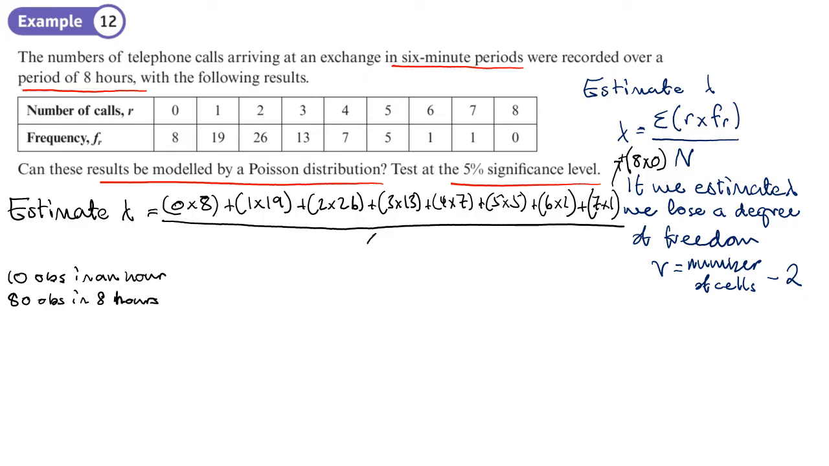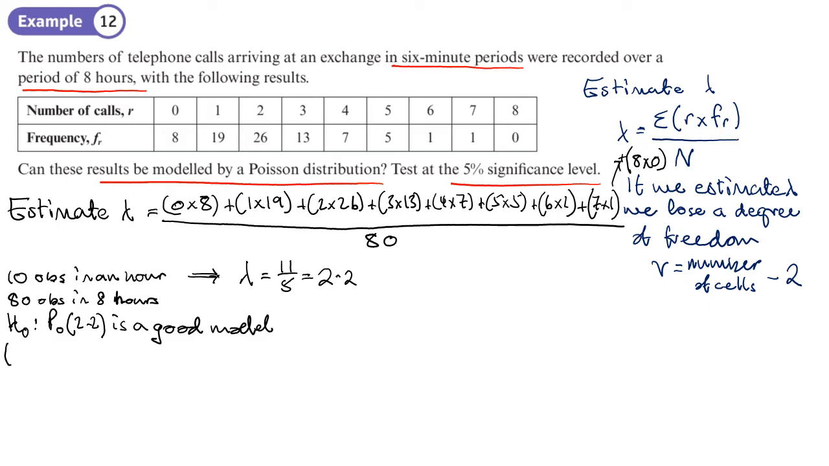So total number of observations is 80. So my estimate for lambda is 11 over 5, which is 2.2. So now I can say that my H0 is going to be that this Poisson model with 2.2 is a good model, and a Poisson model with 2.2 for H1 is not a good model.